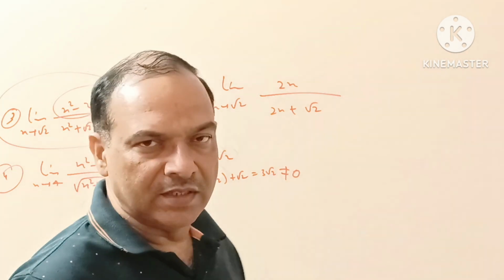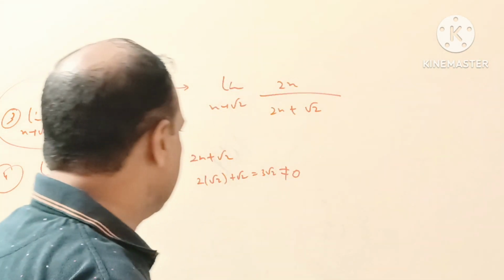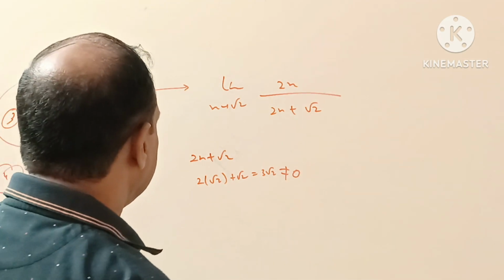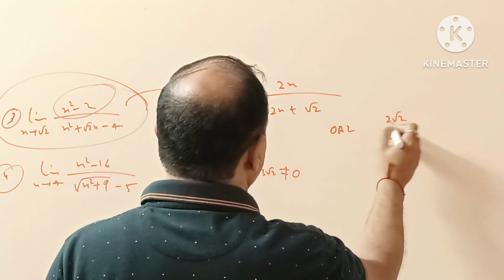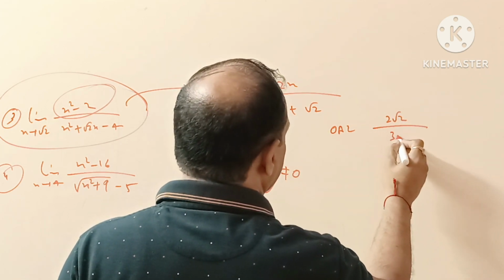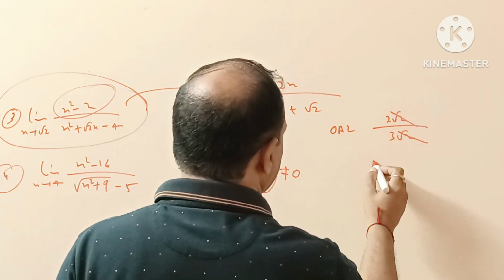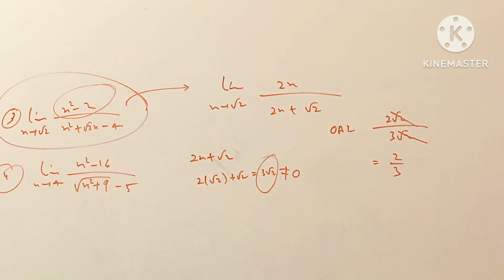This means that when the denominator is not equal to 0, I can simply apply the limits. On applying the limits, I will have 2 times root 2 over 3 root 2, and this root 2 will get cancelled out. You will be left with 2 by 3. 2 by 3 is the limit of question number 3. Okay, let's do the next question.